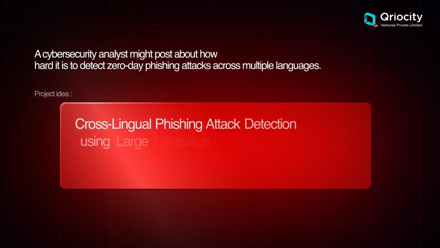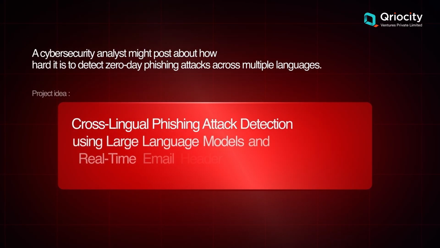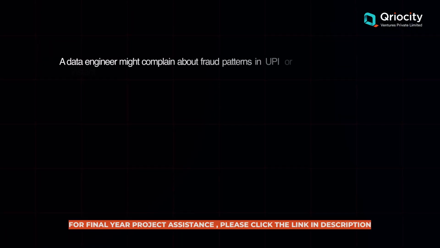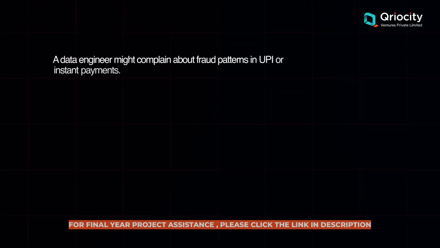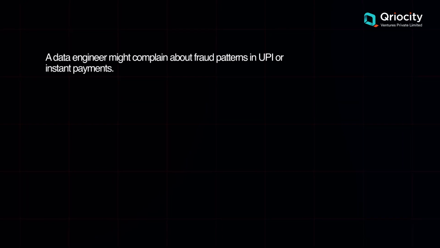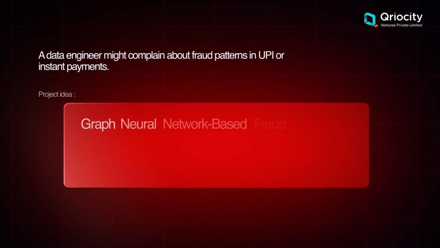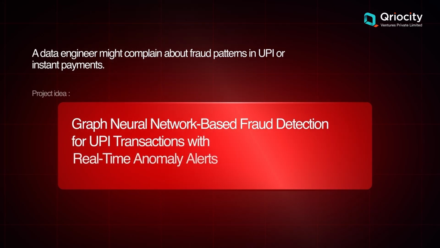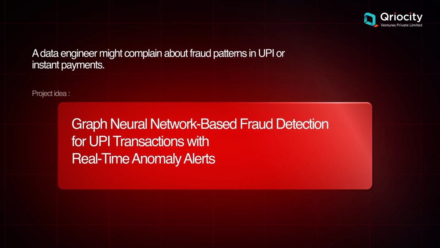Cross-lingual phishing attack detection using large language model and real-time email header analysis. A data engineer might complain about fraud patterns in UPI payments or instant payments. That is another idea. Your project title can be Graph Neural Network based fraud transaction detection for UPI transaction with real-time anomaly alerts. When your problem statement for your project titles comes from a real industry pain point, it instantly becomes more relevant and advanced.